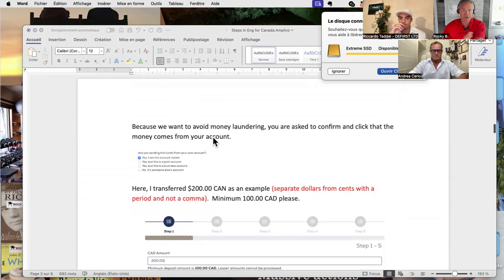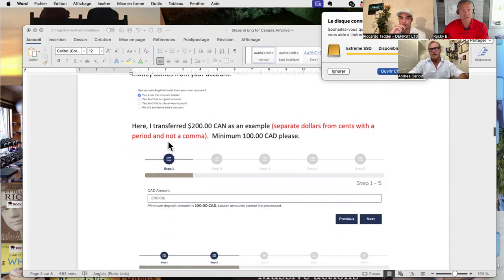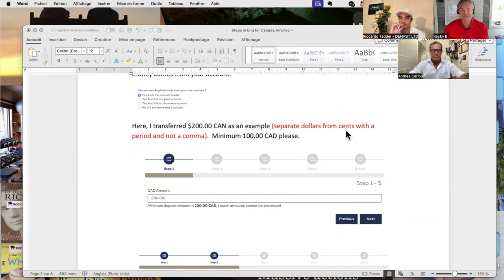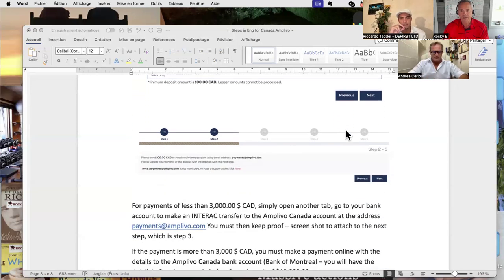The next step: because we want to avoid money laundering, you have to click, this is my account. Here I transfer 200 Canadian just to show you, because I did one transaction for you. You have to separate dollars from cents with a period, not a comma. In some regions you go for a comma, but here it's a dot. 200.00. All right, next step.